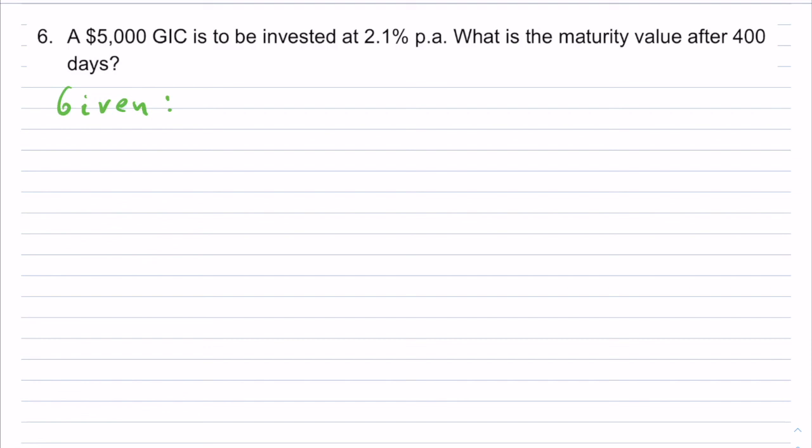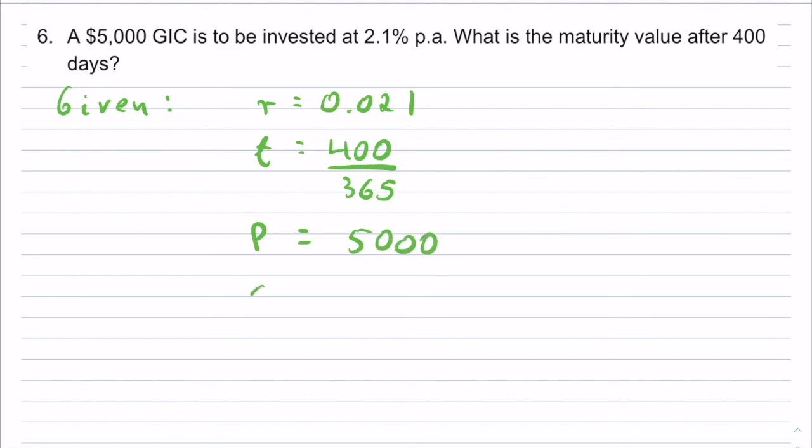Okay, so simple interest, I need to know r. This one is given. I need to know t. In this case, it's 400 days. So don't forget, it is in years that we want it, so we always divide by 365. Now, I also have the present value, or the principal P, which is $5,000. So all I'm looking for is my future value in this case, and that is much simpler now.